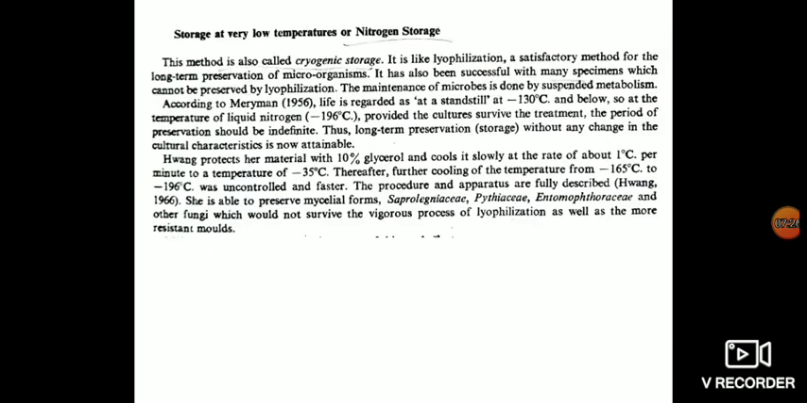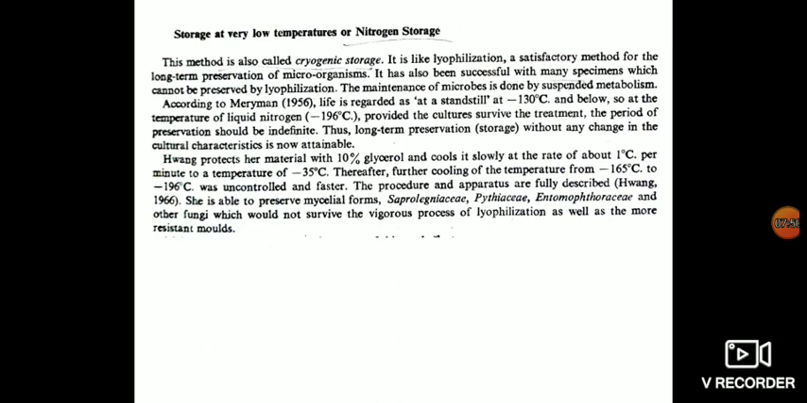Storage in liquid nitrogen is otherwise called cryogenic storage. It is the same as lyophilization, a satisfactory method for long-term preservation of microorganisms. It has been successful with many species which cannot be preserved by lyophilization. Some species cannot be preserved through lyophilization; those types of species we can store with the help of cryogenic storage.